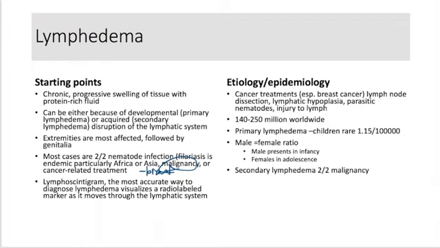Lymphatic hypoplasia, so is there something wrong that you have hypoplastic tissue? Parasitic nematodes, injury to the lymph. It does account for 140 to 250 million worldwide. Primary lymphedema is usually congenital and developmental, but it is still quite rare. What's interesting is the male to female ratio is equal, but we have more preponderance of male presentations in infancy and more females in adolescence when we're talking about the children. And secondary lymphedema is usually secondary to malignancy.